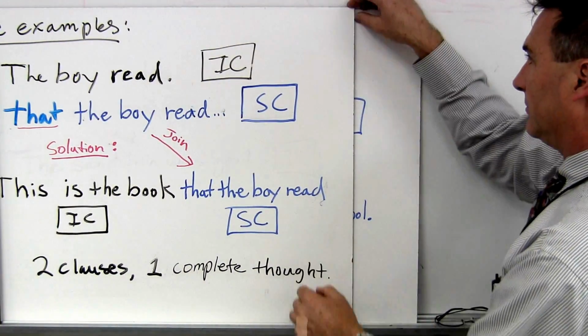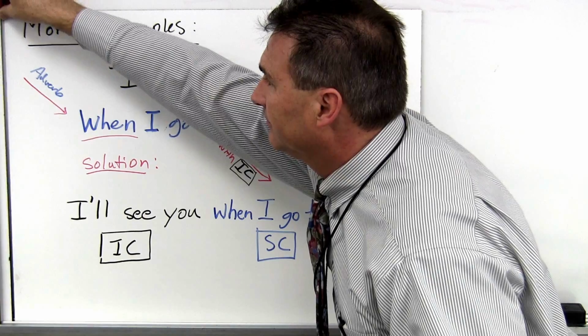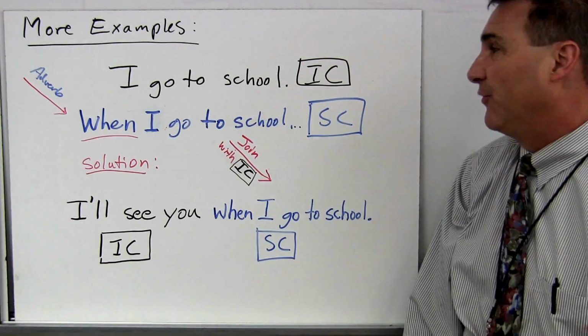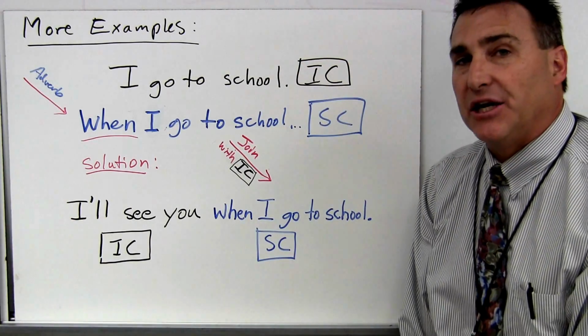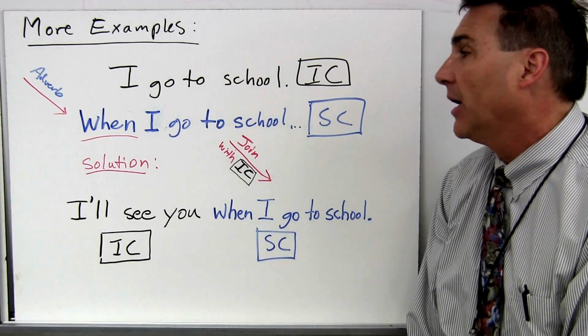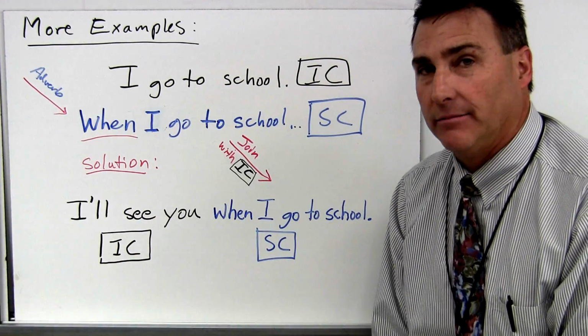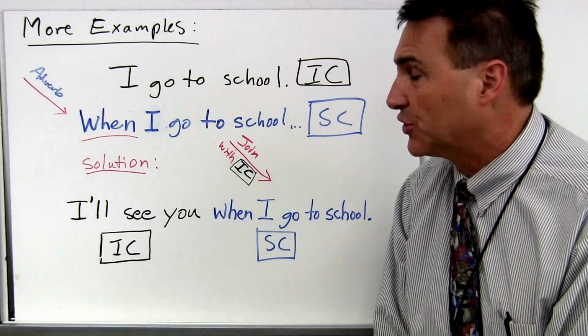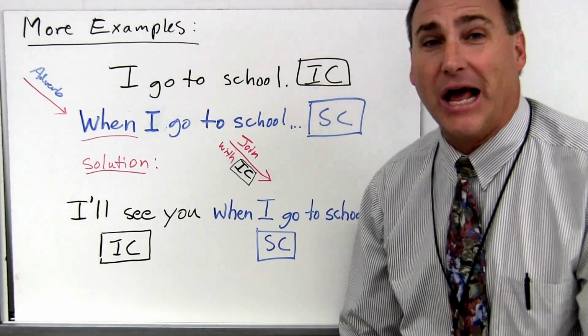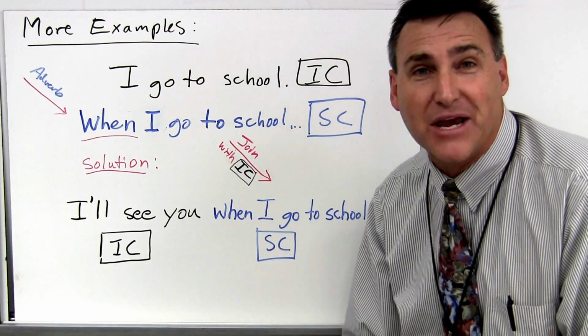Some more examples. In this case, using an adverb. I go to school. That's an independent clause, a very simple sentence. But if we add the adverb when, an adverb of time, when I go to school, suddenly now we're not complete. It's subordinate. It's waiting for more information.